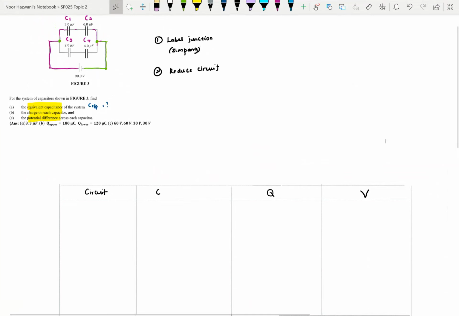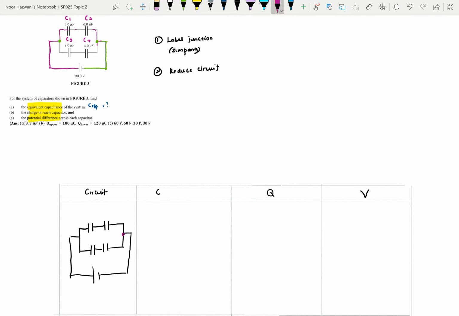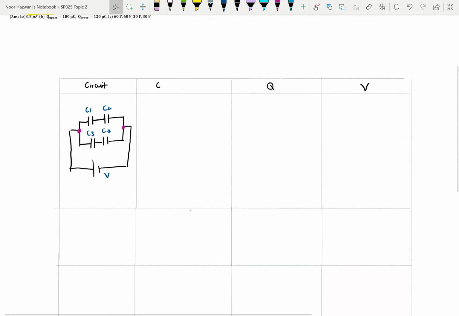Okay, so kita lukislah. Okay, jangan lupa sentiasa mark kita punya junction. Okay, sebab kita nak tengok nanti kita punya connection either series ataupun parallel. Okay, and then label juga you punya capacitor. Okay, so ini you punya battery. Okay, next. Apa yang you nampak?